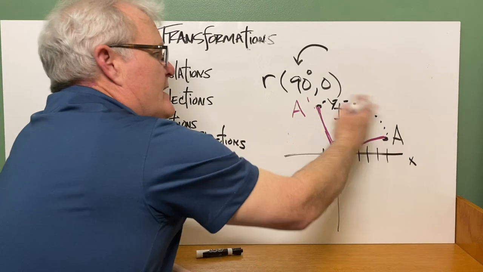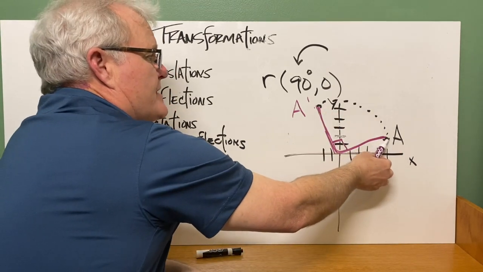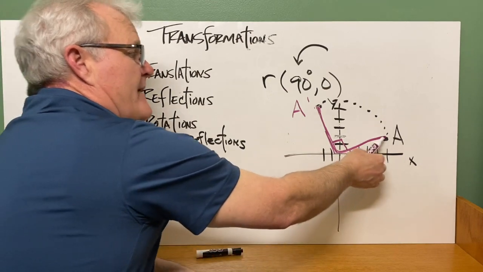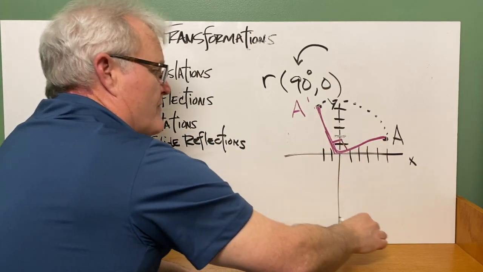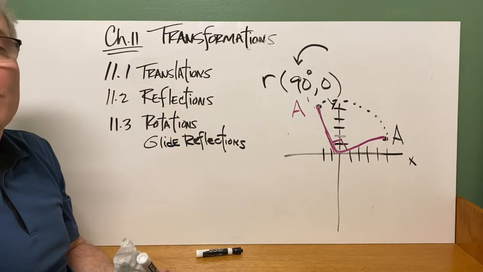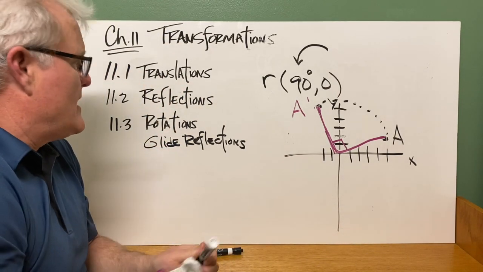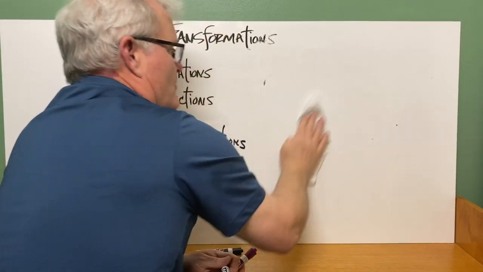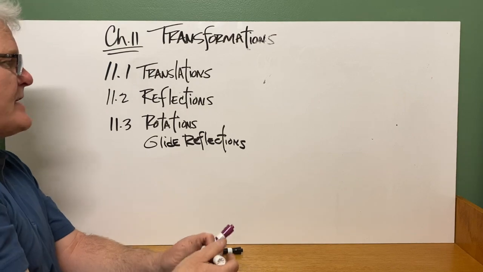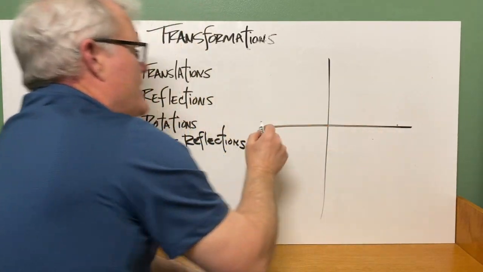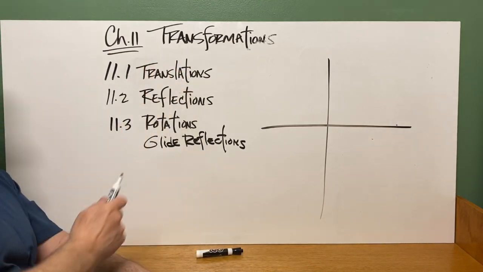So you could have a 90-degree rotation, a 180-degree rotation is just going to take it over to this side, and 270 is going to take it all the way over to the fourth quadrant here. Those are rotations. Okay, and then the last one you learned, which they grouped with 11.3, was a glide reflection. That is just called a composition. It's a combination of 11.1 and 11.2.